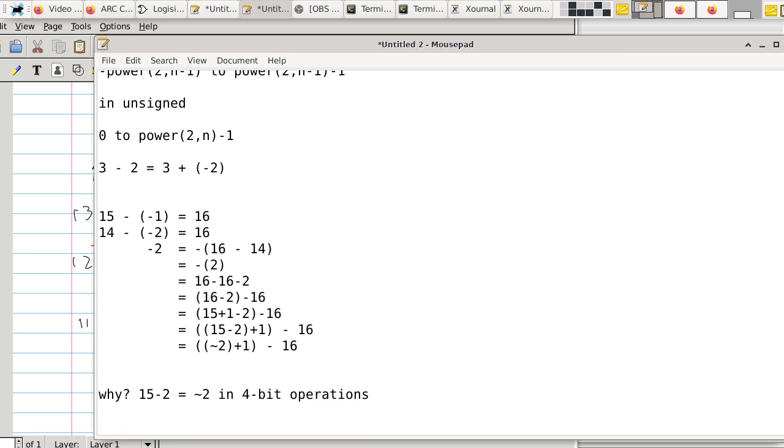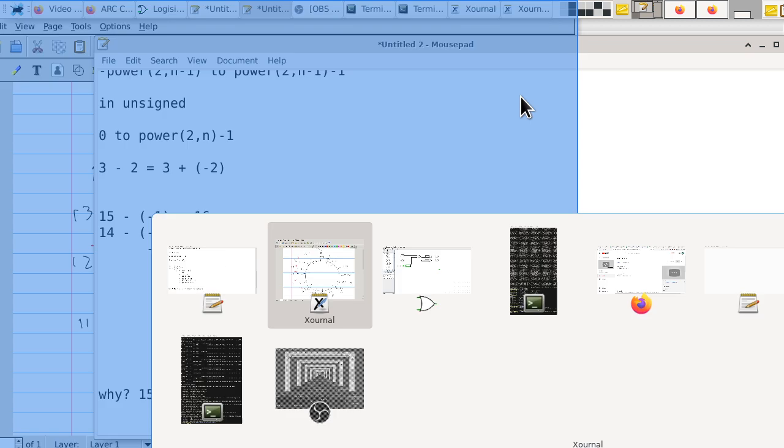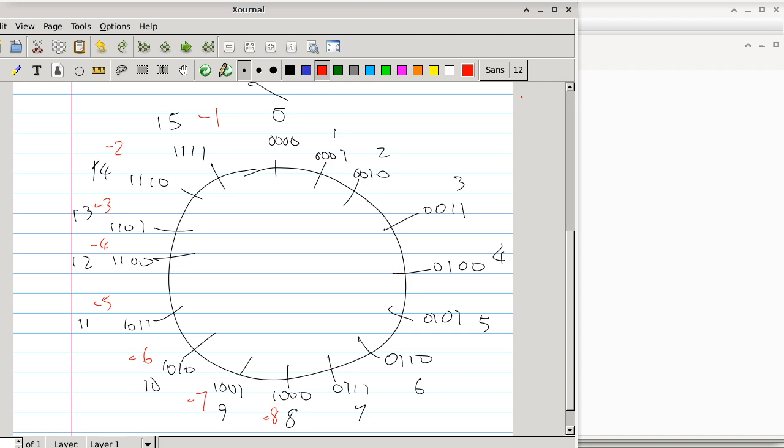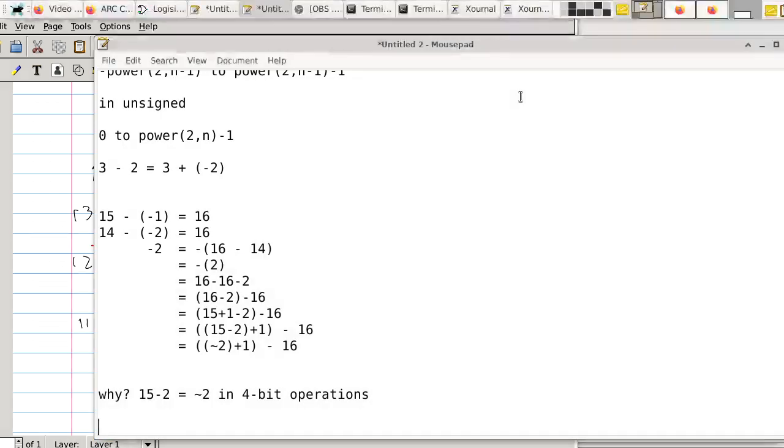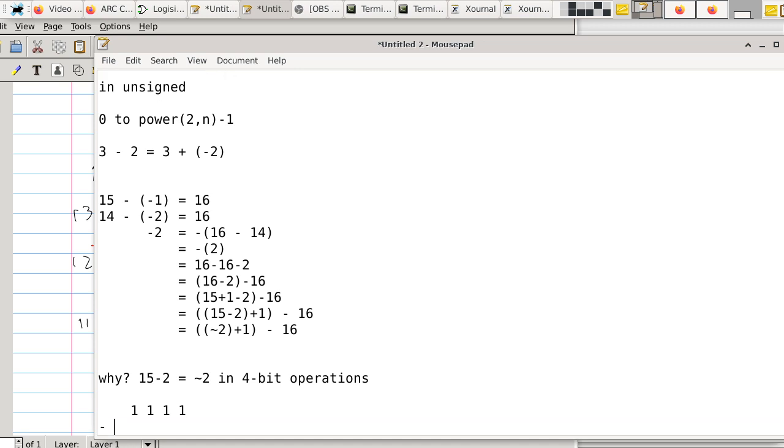Well, what is the binary representation of 15 as a 4-bit number? Well, okay, so I'll let you cheat a little bit here. There you go. 1, 1, 1, 1. Okay, very good. So we got 1, 1, 1, 1. And what is the binary representation of 2? 0, 0, 1, 0, right?